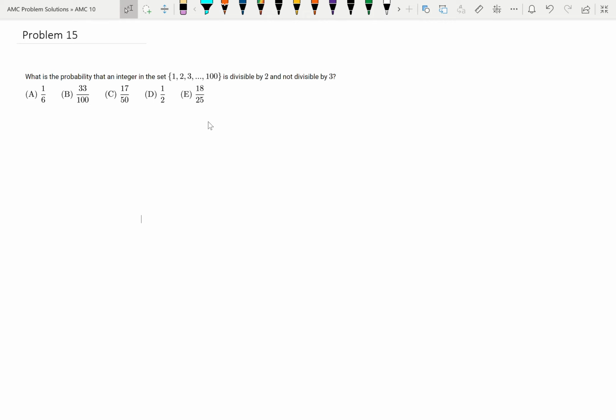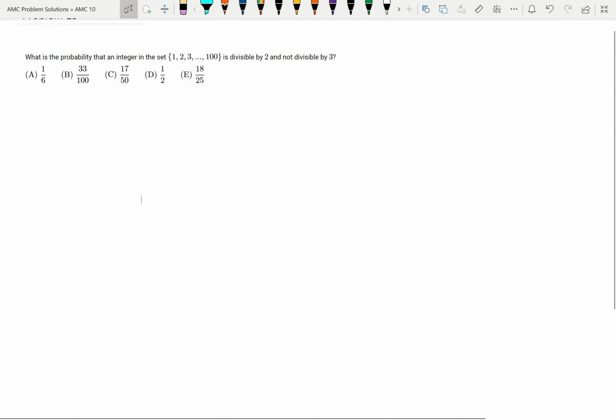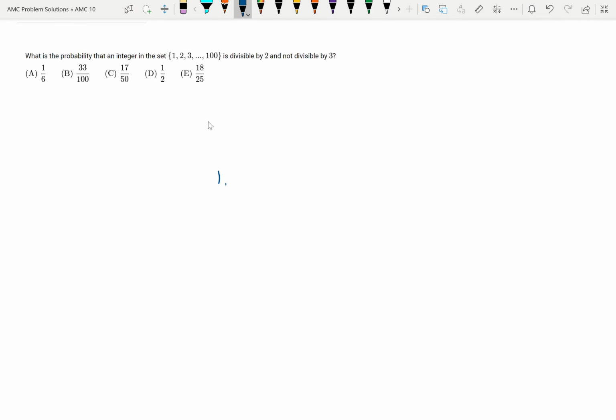What is the probability that an integer in the set 1, 2, 3 all the way to 100 is divisible by 2 and not divisible by 3? So that's saying if we write out this set 1, 2, 3 all the way to 100, we want all the numbers divisible by 2 that are also not divisible by 3.